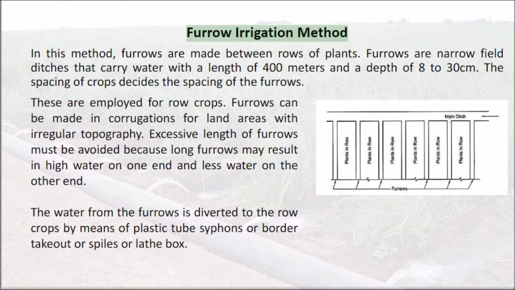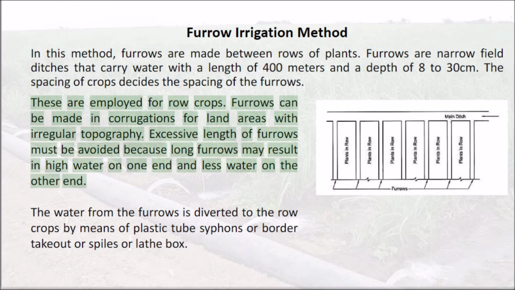Furrow irrigation method. In this method, furrows are made between rows of plants. Furrows are narrow field ditches that carry water with a length of 400 meters and a depth of 8 to 30 centimeters. The spacing of crops decides the spacing of the furrows. These are employed for row crops. Furrows can be made in corrugations for land areas with irregular topography.